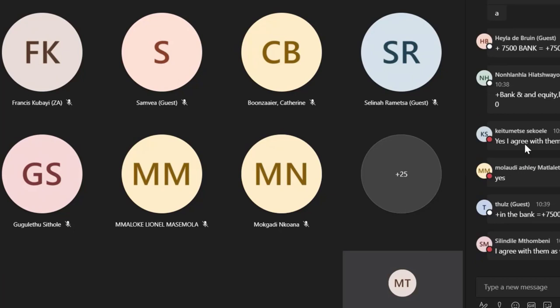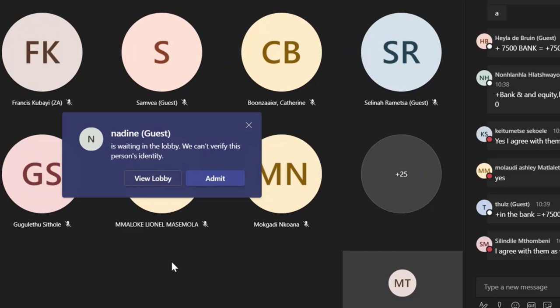Guys, can you see what I said about equity? So please comment if somebody is struggling now with the accounting equation. Comment on the chat if you don't understand, guys. We can go through that again. Please write on the chat if you still don't understand the accounting equation.